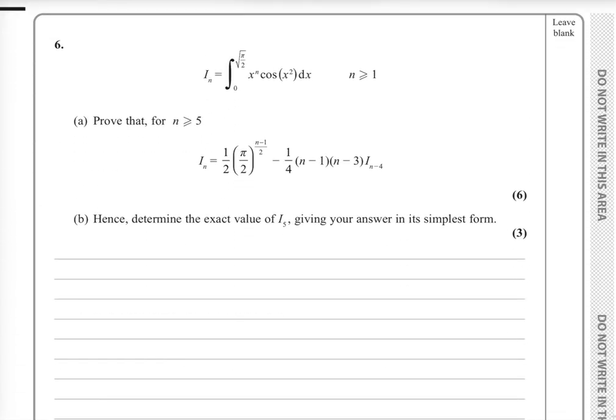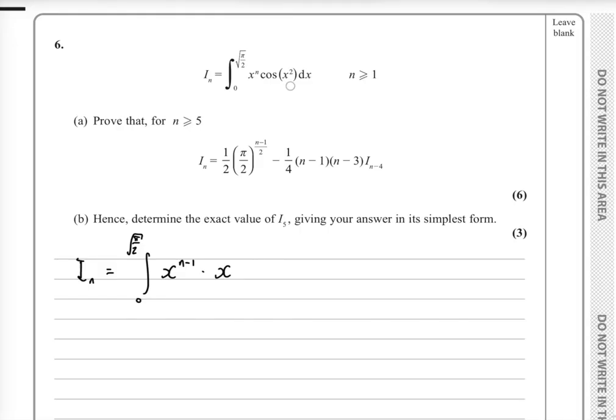Here we've got an integral with a rather nasty looking limit there, although this is x squared, so it might not be too bad when we get there. N is greater than or equal to 1. Prove that for n greater than or equal to 5, this is true. Here I can see the little trick that we're going to do is to separate x to the n as x to the n minus 1 times x. And the reason we're going to do that is because of this x squared here in the cos expression.